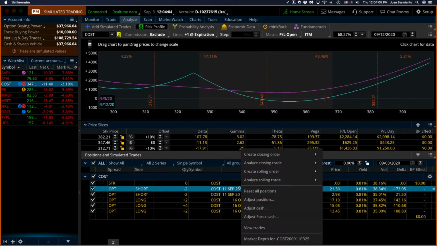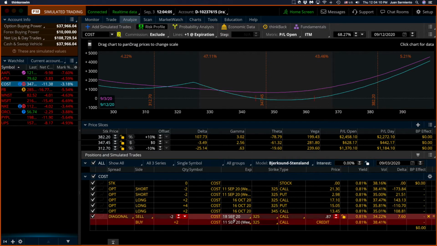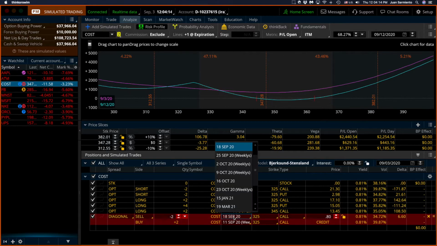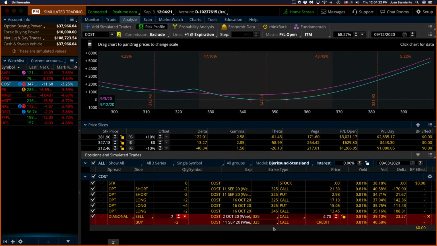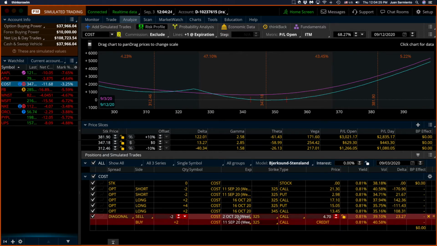Let's try that. Analyze rolling. With 8 days to expiration, I go to the next month up, which will be October the 2nd. I'm closing the 325 call on September 11th to October the 2nd, and doing that gives me a credit.